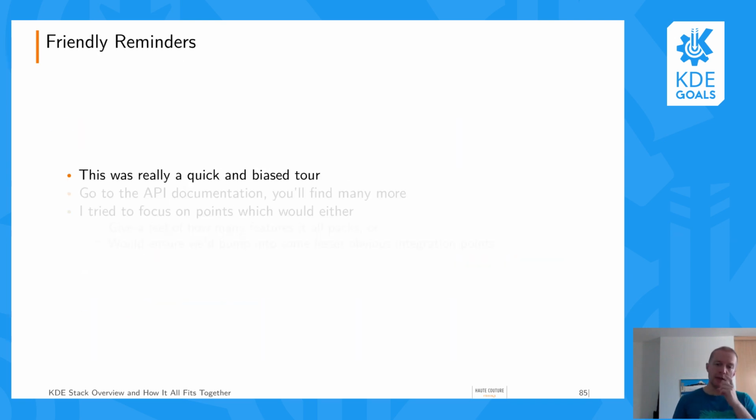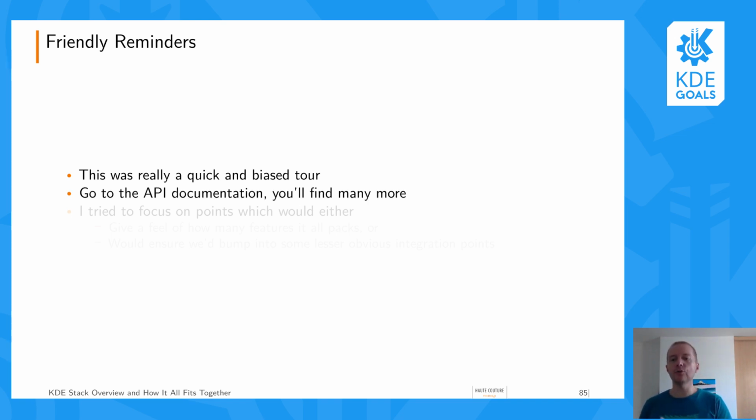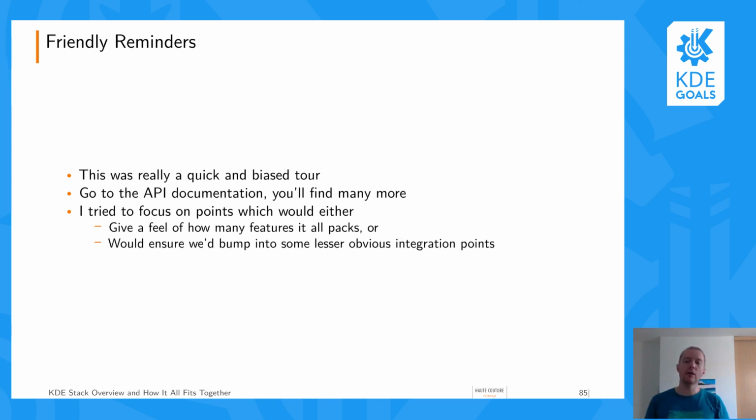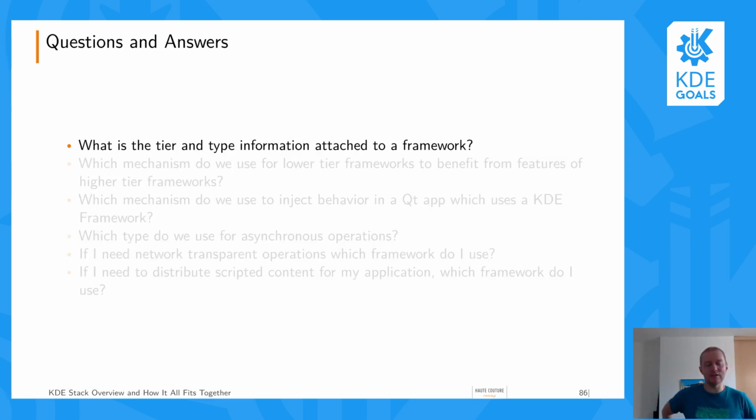All right. That was a very quick and biased tour, obviously. Again, go to the API documentation, you will find many more. I tried to focus on points which would either give a feel of how many features it has, or would ensure that we would see some of the lesser obvious integration points, like the one we've just seen with MessageBox. The tier is purely about the build dependencies and how things are linking to each other.